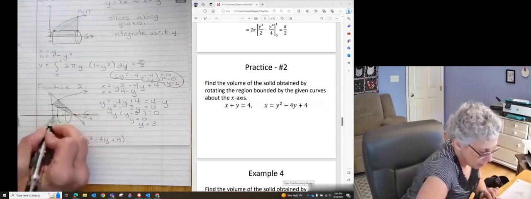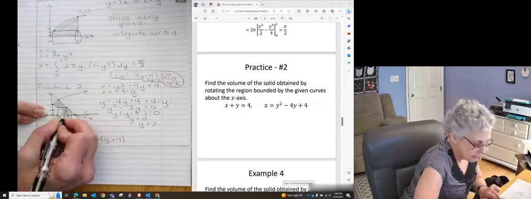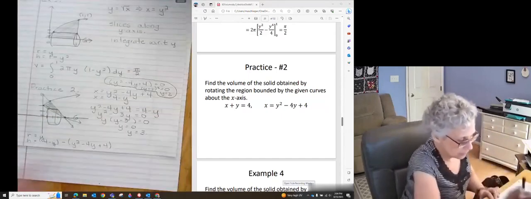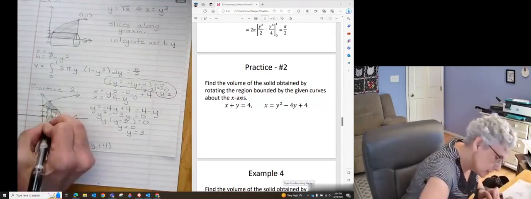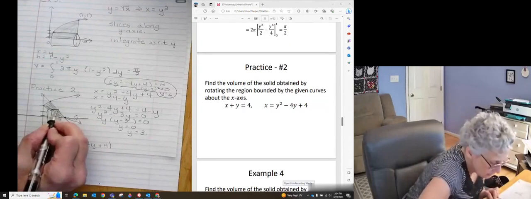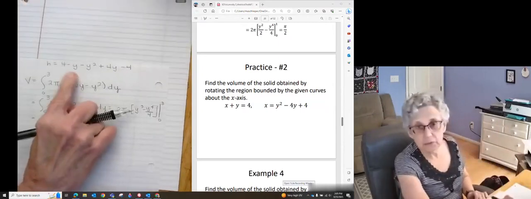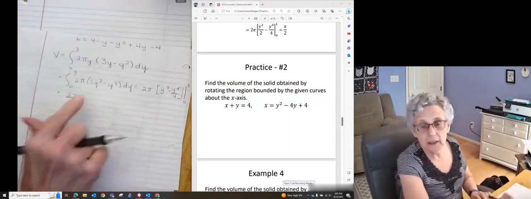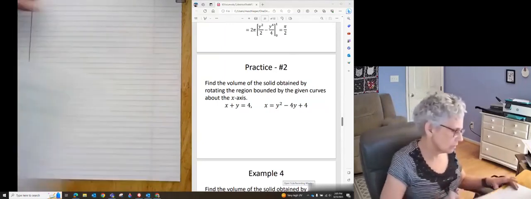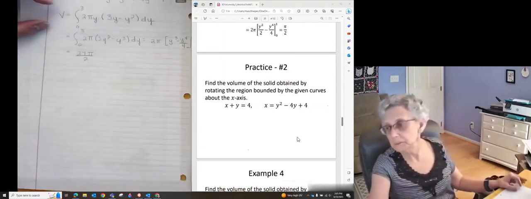I'm making slices that are parallel to the axis of rotation, which is the x-axis. So here's my representative slice and my representative cylinder. The radius is equal to the y-coordinate, and the height is the line minus the parabola. Then I simplified the line minus the parabola, and it's funny, we ended up with the exact same answer as we did with this example, 27 pi over 2.